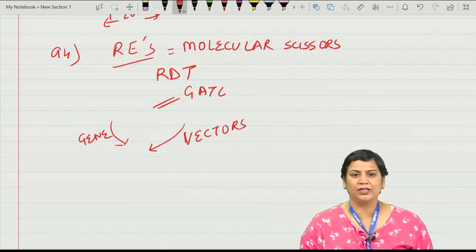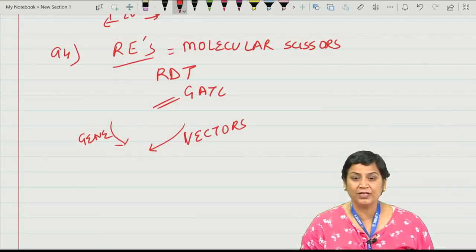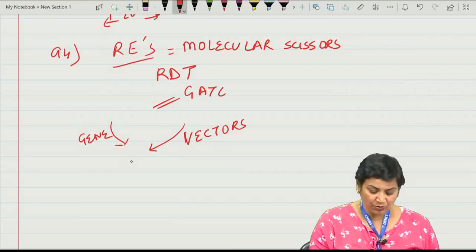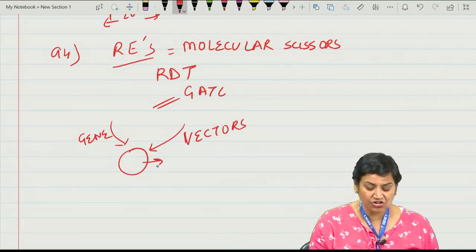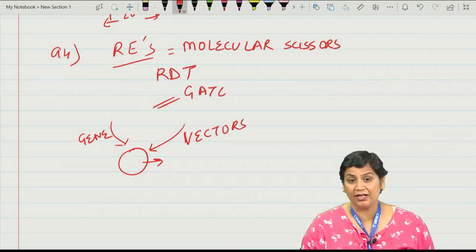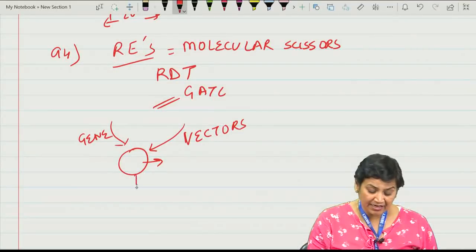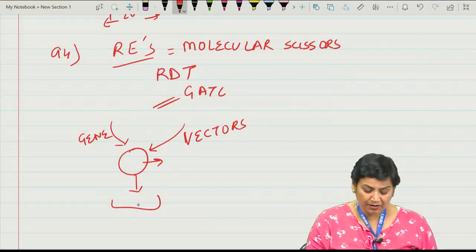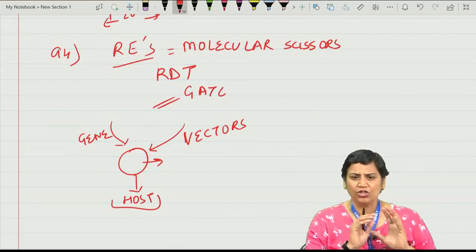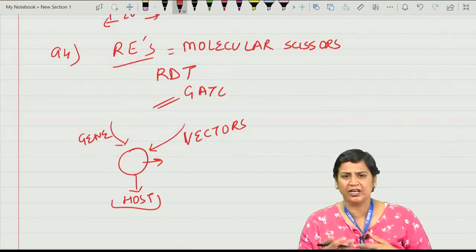Whether they are plasmids, cosmids, phagemids, or YACs. So what we do is, this is now known as the chimeric DNA or recombinant DNA, and it then enters the host cell for multiplication, and then a genomic library is there and we have to screen.